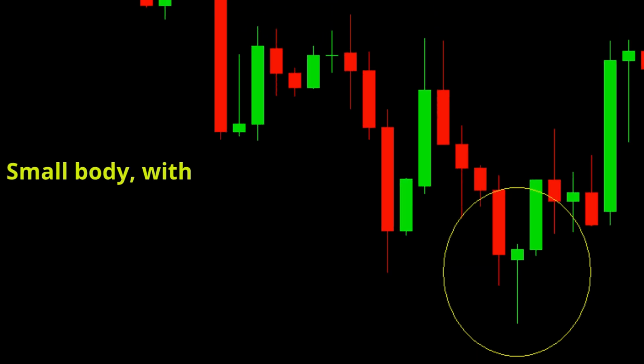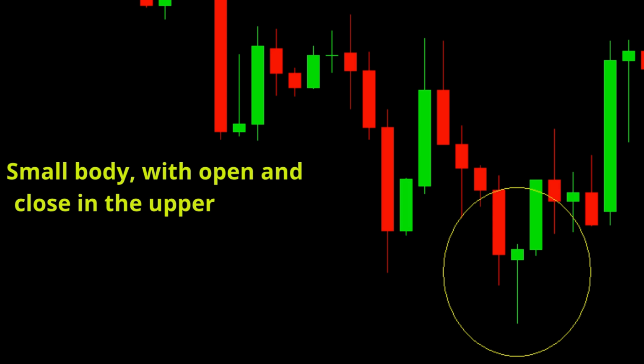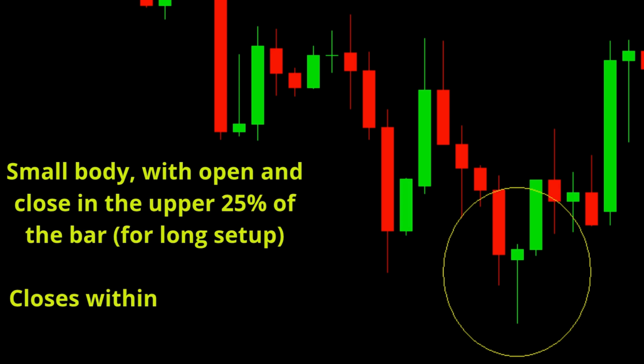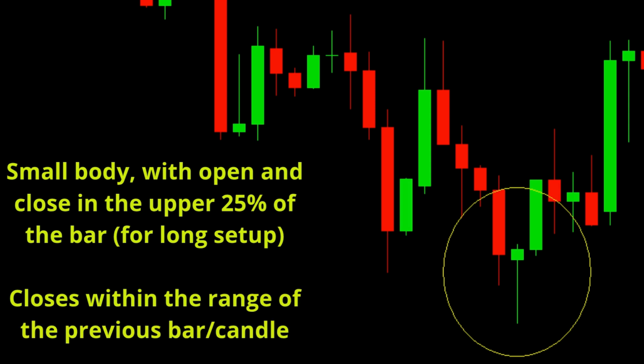Now for the last 2 characteristics. You can clearly see the small body of the candle, with both the open and close prices located in the upper 25% of its total range. And if you look at the candle just before it, our lizard's close is comfortably within the previous candle's range. With all four conditions met, this confirms a valid lizard setup.